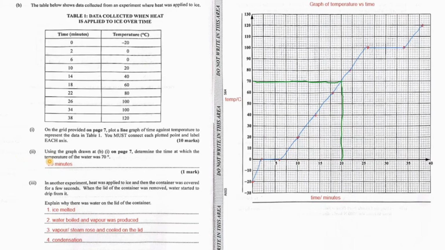So part 2. Using the graph drawn at B1 on page 7, determine the time at which the temperature of water was 70 degrees Celsius. So this would just be simply to read off of the graph that you had. You had to connect all of your points because this is a line graph. So you just go from 70, you go across until you meet the line and then you come down. So where that intersected the line was at 20 minutes. So 20 minutes would be your answer.